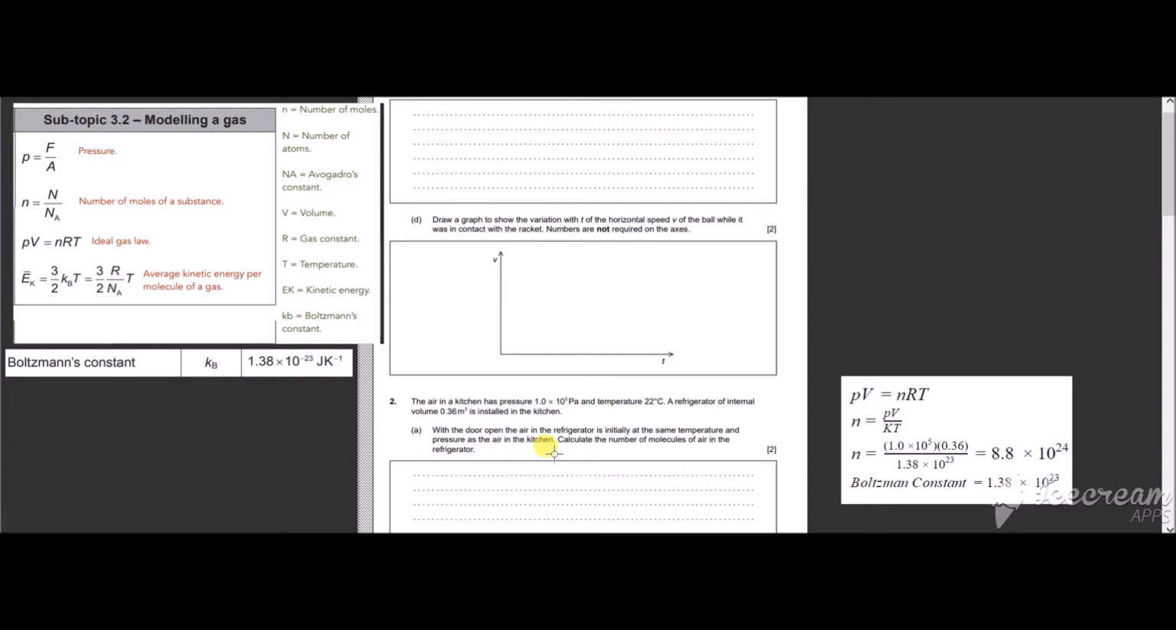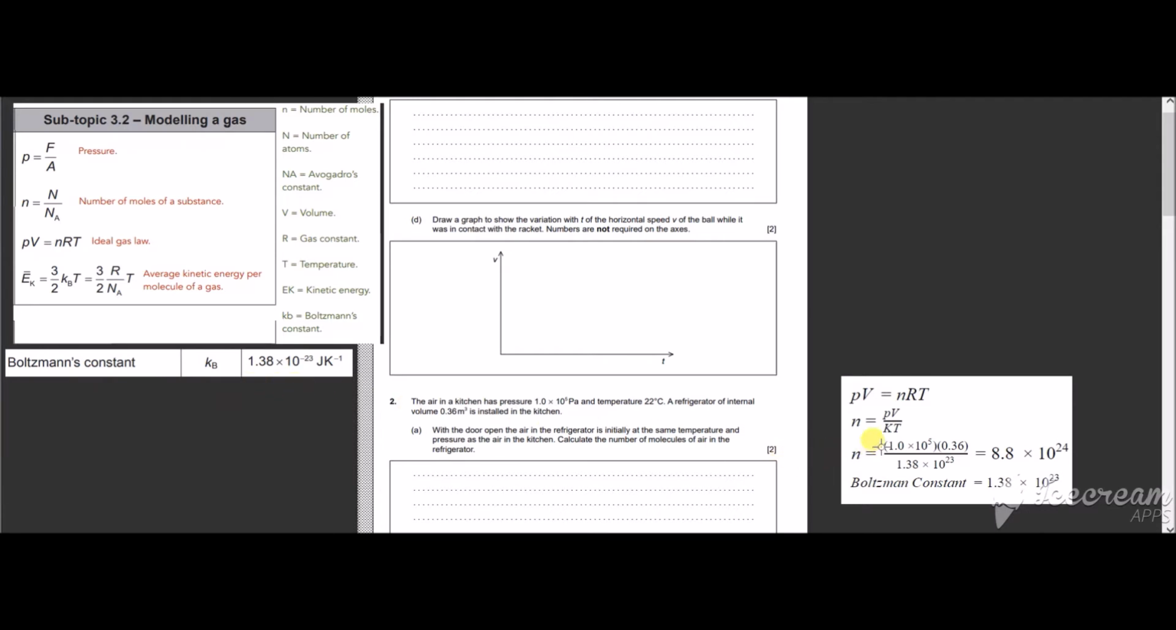To solve this question, we will use the ideal gas law, PV = nRT. P is the pressure, V is volume, n is the number of moles, R is the gas constant, and T is temperature. But since the question asks us to calculate the number of molecules, we will swap the R for k, the Boltzmann constant, which you can find in your data booklet as well. It's 1.38 × 10^-23.